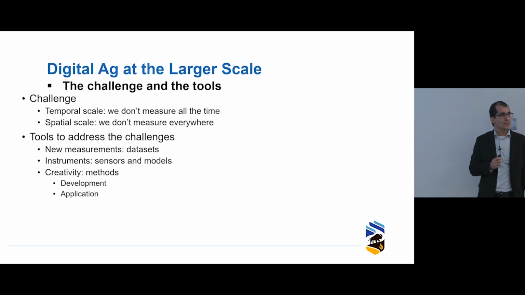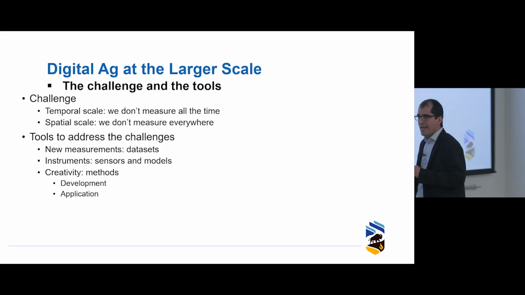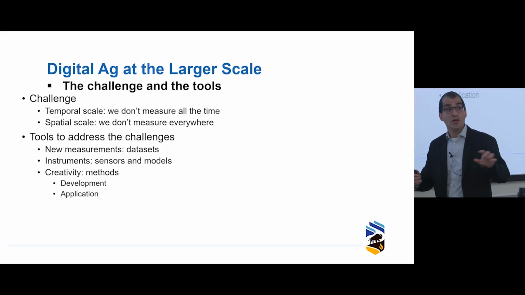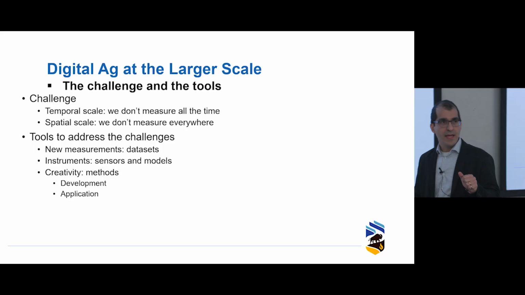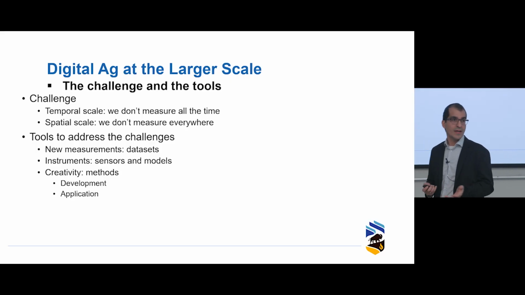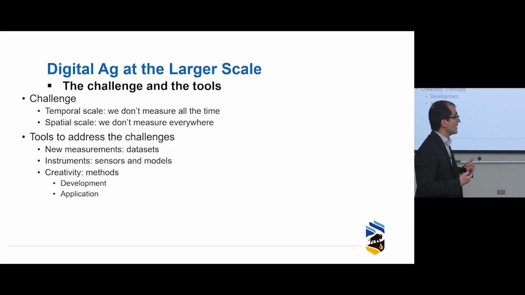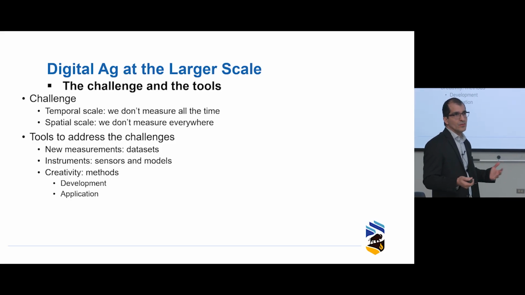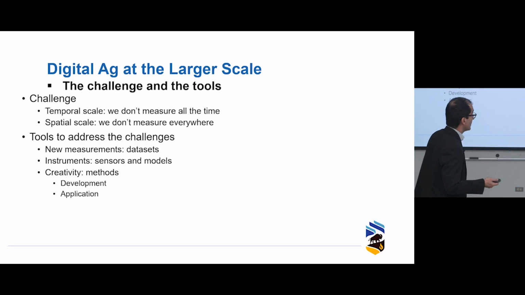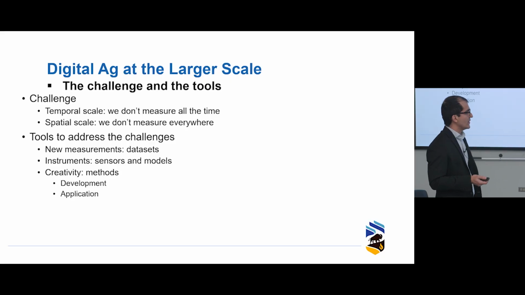They come with challenges, and they come with some tools to address those challenges. And the challenge that you have that's not particular to large scales is the challenge of measuring everywhere and measuring all the time. And this challenge is not new only to large scales, because at the farm scale, you have the same challenge. You don't measure as much as you'd like to. But for the large scale, this type of challenge is more emphasized. And we use some tools to address that.